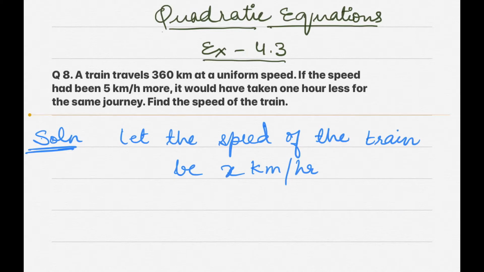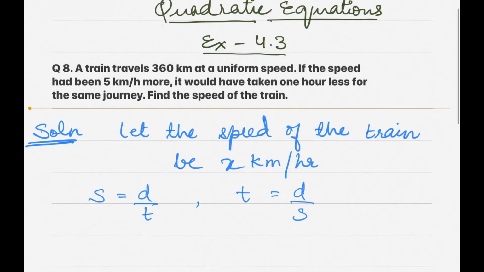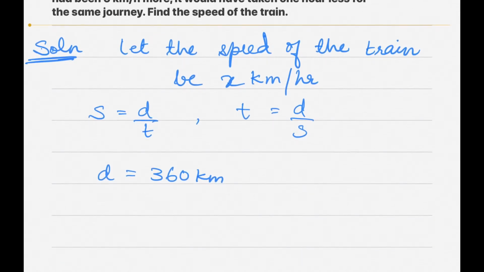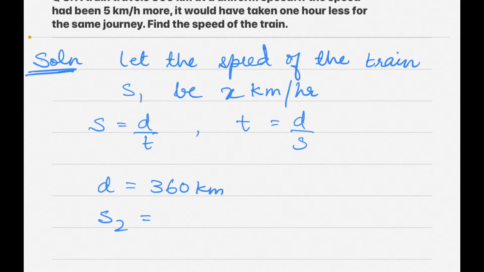So I would take the same unit and I know speed is equal to distance by time, but here I would need the time because they have compared the times, 1 hour less, right? So time will be equal to distance by speed. Now distance is same for both the journeys, that is 360 kilometer. Let this speed be s1. So second speed, when we have 5 kilometer more, is x plus 5 kilometer per hour.